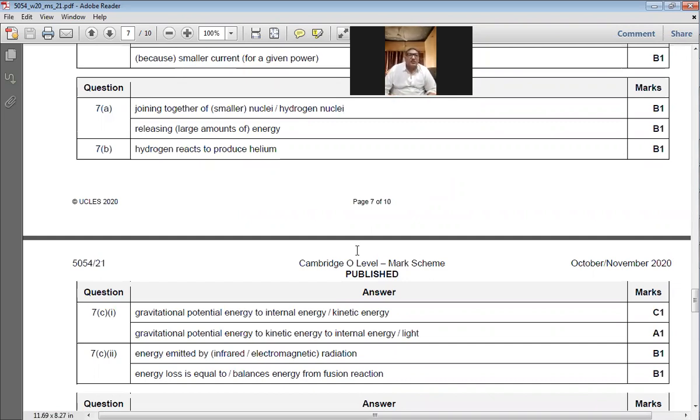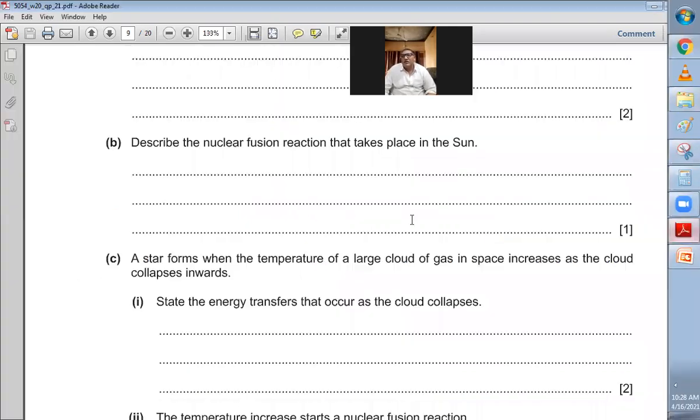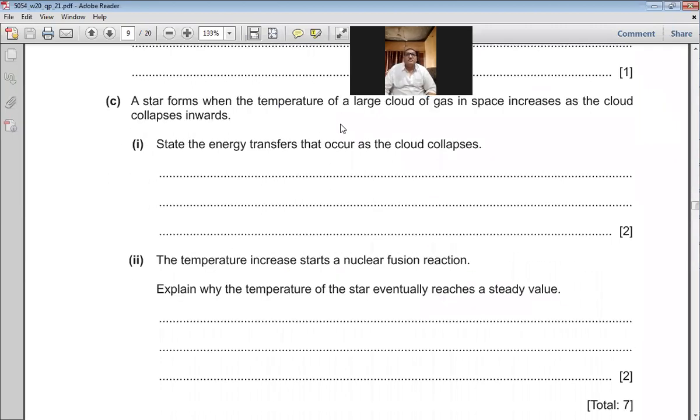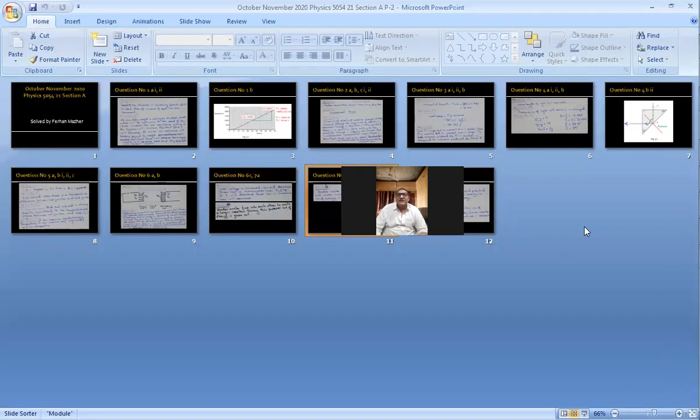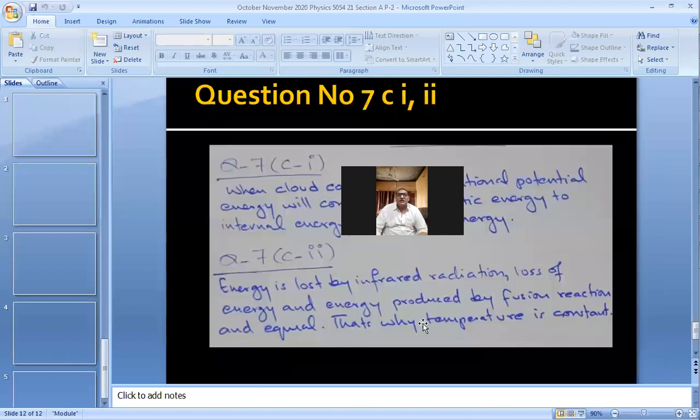Okay, so the next part is, what's the next part? A star forms when the temperature of a large cloud of gas in space increases as the cloud collapses inward. State the energy transfer that occurs as the cloud collapses. Very few students have studied this chapter because this is not in the physics syllabus, and I can tell you the answer.